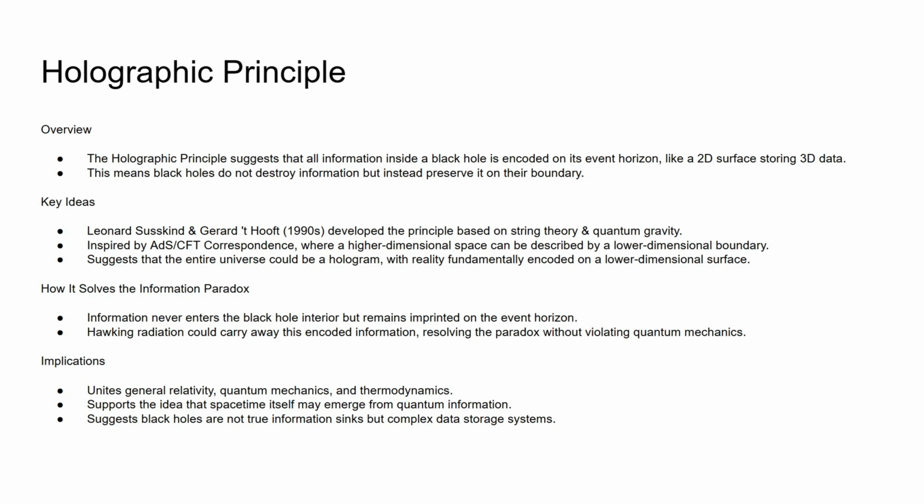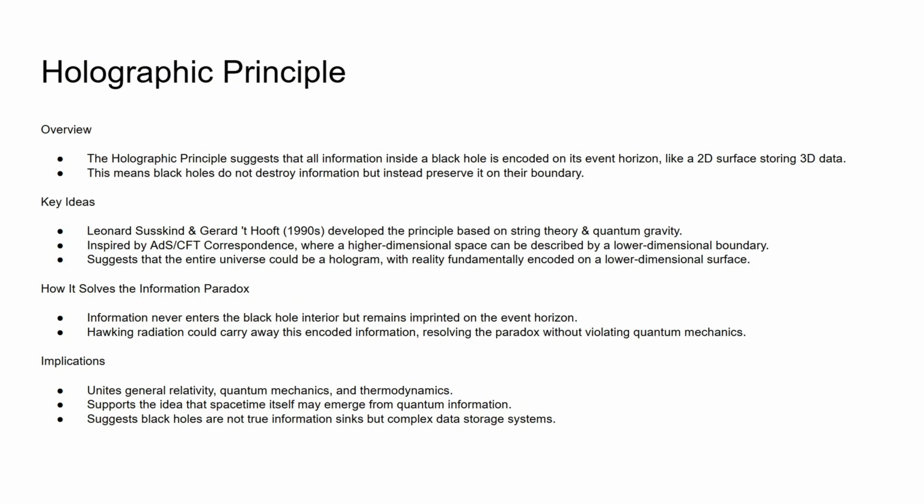So here's the holographic principle. Like I said, it suggests that information is somehow stored in a 2D hologram on the surface of the black hole, but it could encode 3D information, which would mean that the black hole doesn't destroy information, and that we could recover it. This was proposed by Leonard Susskind and Gerard 't Hooft in the 1990s, and it was developed based on string theory and quantum gravity. And then it was inspired by the AdS/CFT correspondence. And essentially, it's the idea that higher dimensional space can be described by a lower dimensional boundary. And then obviously, I explained how this solves the information paradox.